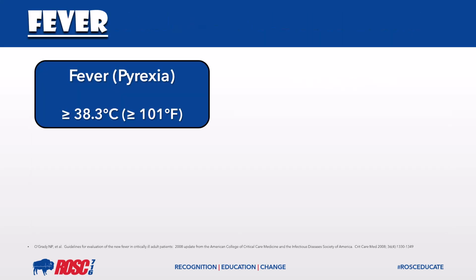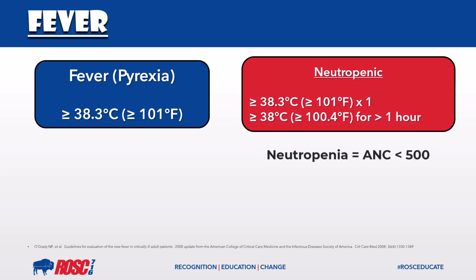With that, let's move on to the actual definition of fever or pyrexia. So there's definite variability in the literature, but the American College of Critical Care Medicine and the Infectious Disease Society of America guidelines define fever as any temperature greater than 101 Fahrenheit. Now there is a catch to that, and that catch is if your patient's neutropenic. So again, if they spike a temperature greater than 101 Fahrenheit, that is a fever.